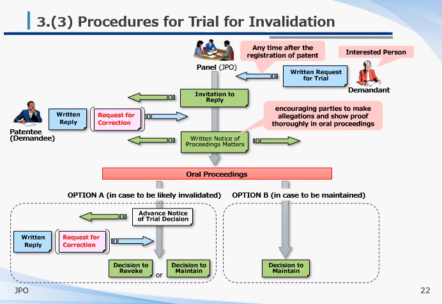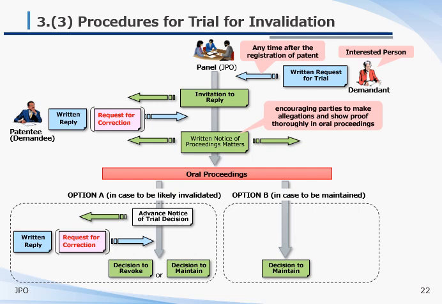This slide explains procedures for a trial for invalidation. There is a demandant in the top right of the page. Procedures begin after a demandant files a request for a trial for invalidation. A duplicate of the request is sent to a patentee. After the patentee receives the duplicate, he or she files a written reply and, if necessary, files a request for correction to make a correction to claims.